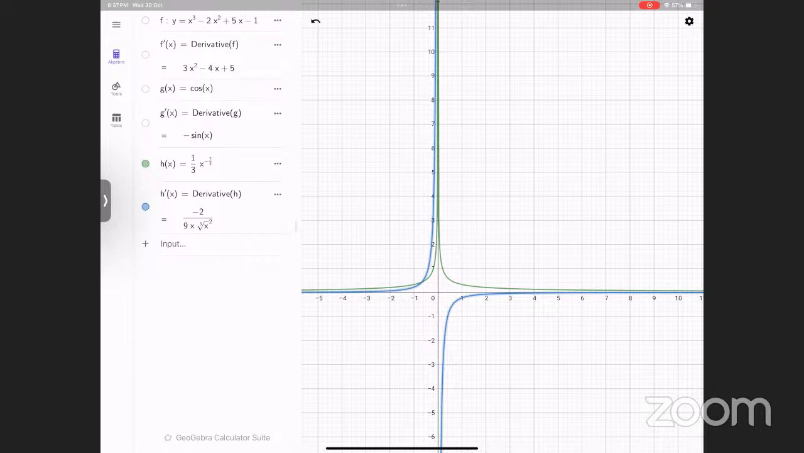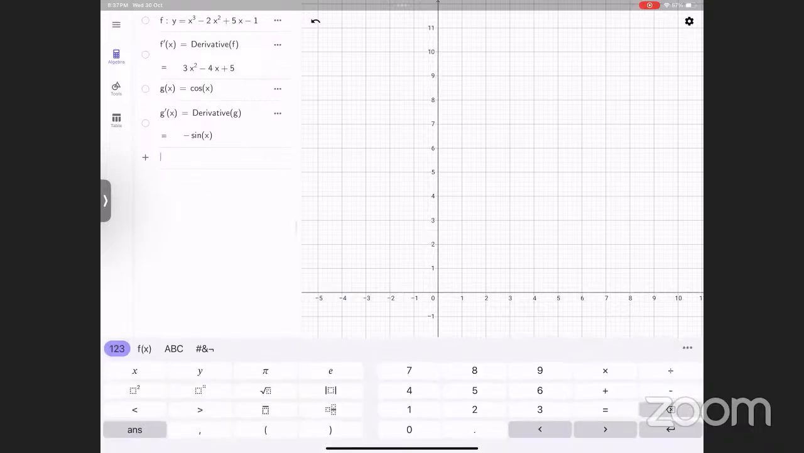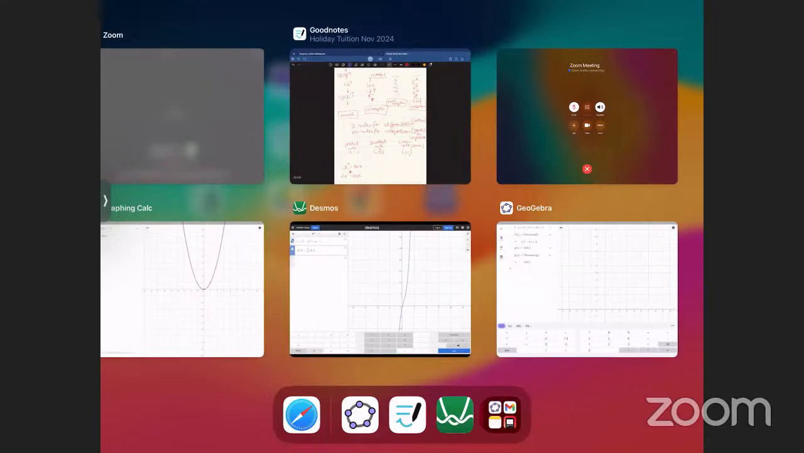Oh my goodness, GeoGebra cannot handle this. Oh wow, that's so weird. So GeoGebra does have a weakness, isn't it? Okay, I'm going to cancel that first, right? Now back to what I'm supposed to show you. Sorry, yeah, I was sidetracked just now.